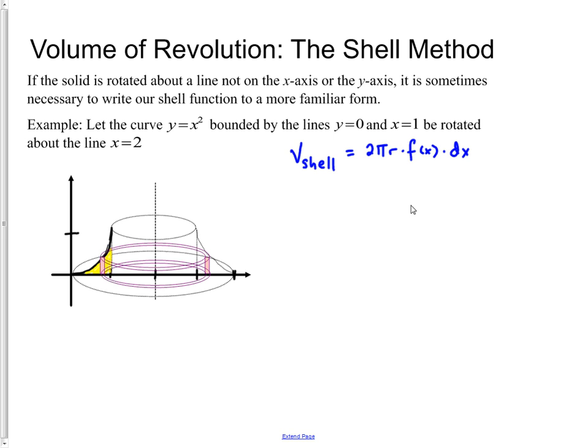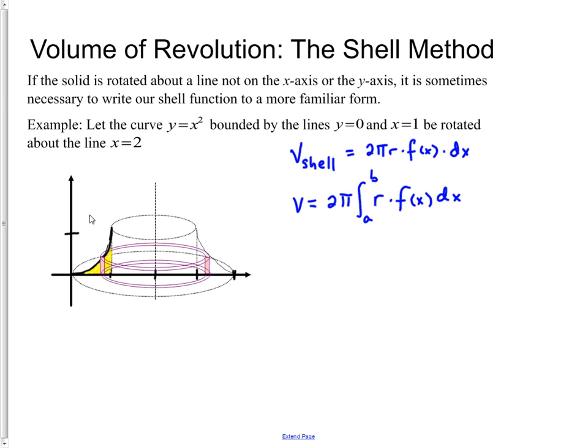for each shell. And the trick for our total volume by formula is going to be something like 2 pi times an integral from a to b, our limits of integration, of some radius times f of x dx. The trick sometimes is trying to figure out what our radius is actually going to look like. Let's consider this example. We've got the curve y equals x squared bounded by the lines y equals 0 and x equals 1 and rotated about the line x equals 2.